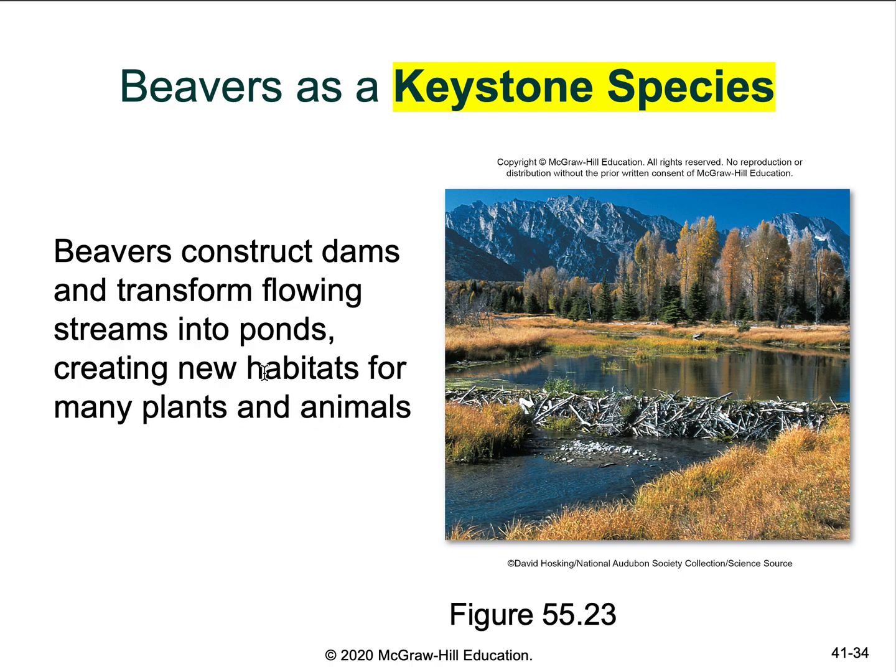Another really good example are elephants. Because elephants are so large and strong, they're able to change an environment. They can uproot trees, they can change the flow of water. So an animal that is able to transform an area is what we call a keystone species. And with that, that's it.